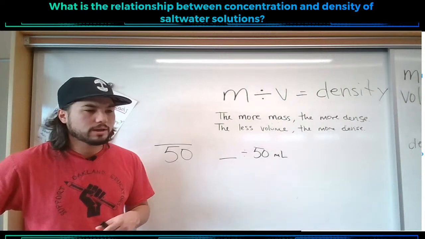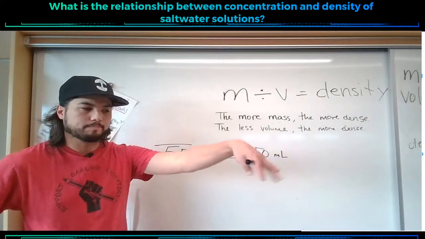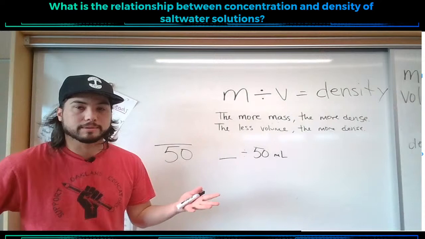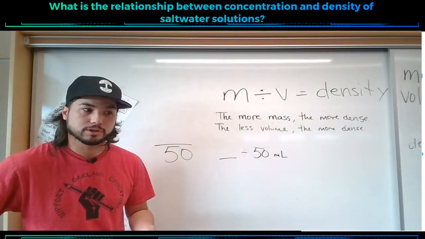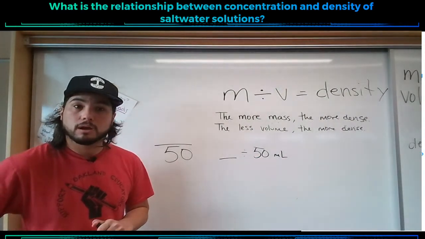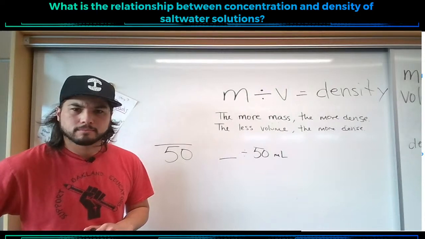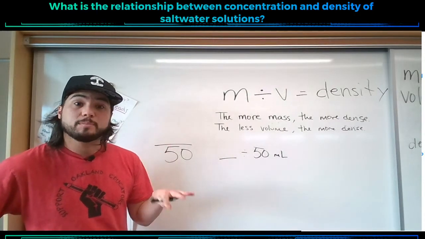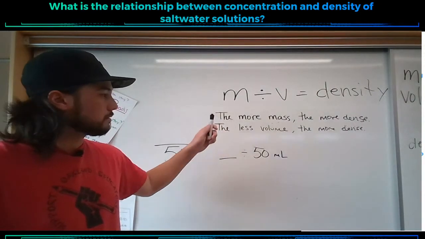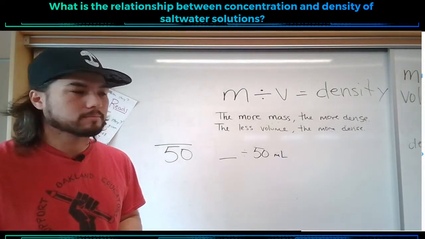So what we're going to do in just a second is take these 4 mystery solutions. Well, they're all salt water, but the concentrations are mysteries. We're going to measure out 50 milliliters of each one, and then put them on the scale and weigh them. Because we're keeping our volume constant, that means the more mass we have, the more dense. Make sense? Let's give it a try.